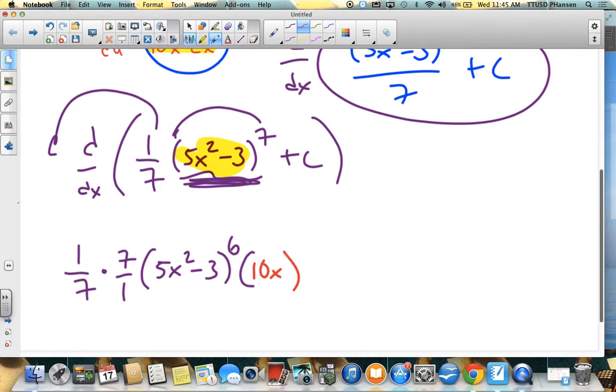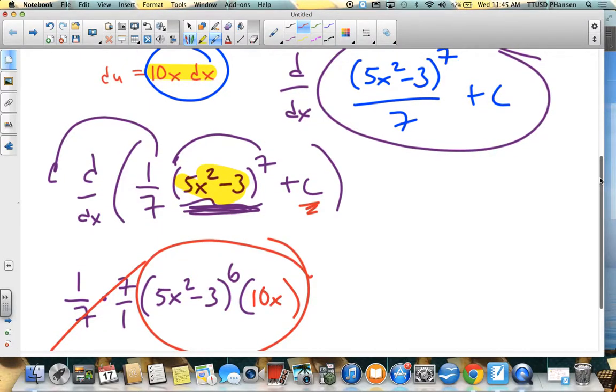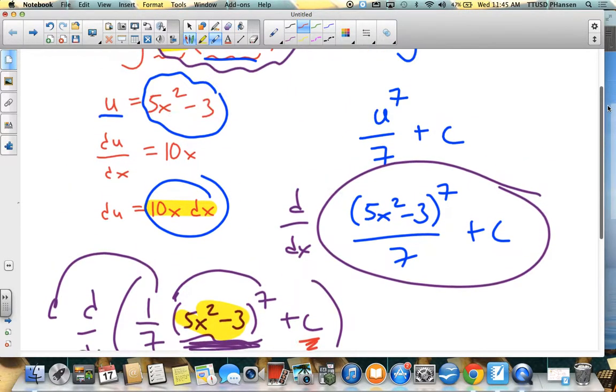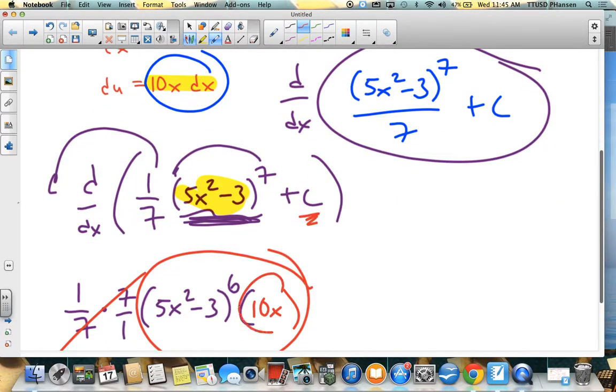And then clean this thing up. The derivative of c, of course, is 0. Clean this up as the 7s are going to cancel, and I'm left with 10x, all this, which, with my circles all over, that's (5x squared minus 3) to the 6th. If I look in the purple part, (5x squared minus 3) to the 6th times 10x. So I know that my answer, which is right here, is correct.